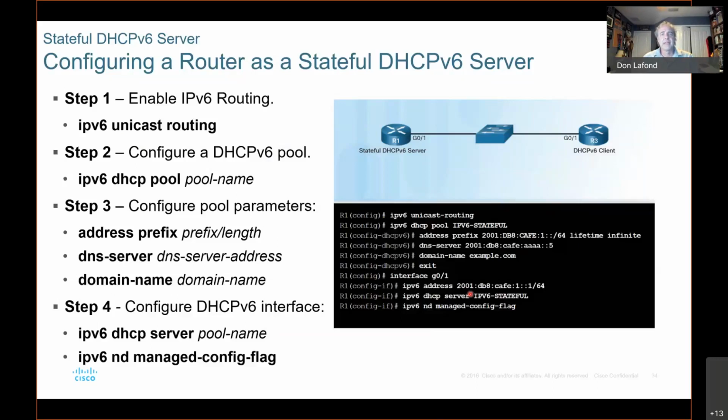So you have to give it the address prefix and the prefix length, the DNS server address and the domain name, and then there are some optional ones as well. And then configure the interface itself. This binds the pool to the address. So IPv6 DHCP server pool, to give it a name, and then set the ND managed flag, the M flag, so that it knows it has to keep track of addresses.